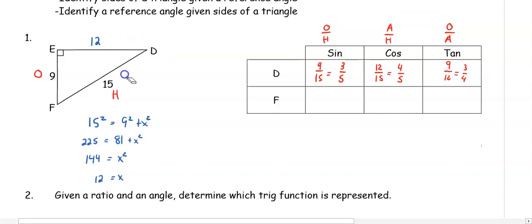When we switch our reference angle, we're going to change the opposite and the adjacent side. So if our reference angle is now F, we have opposite, hypotenuse, adjacent. So our sine is still opposite over hypotenuse, but the opposite side is now 12 over 15, which reduces to 4/5. Our cosine is 9 over 15, which reduces to 3/5. And our tangent is opposite over adjacent, so 12 over 9, which reduces to 4/3.